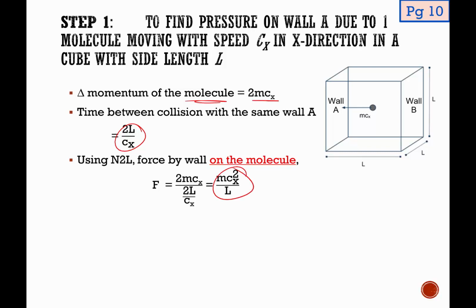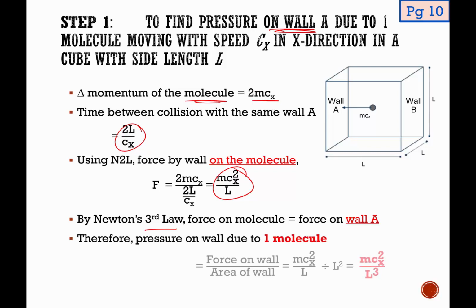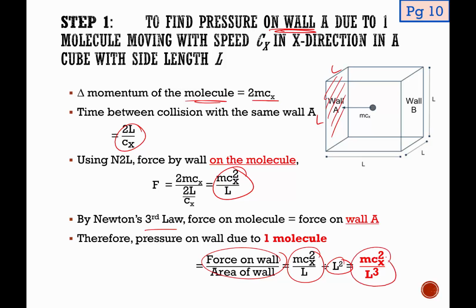But since we are trying to find the pressure on the wall, we need to find the force on the wall, which we can find using Newton's third law. The force on the molecule will be exactly equal to the force on wall A. So to find pressure, we use pressure equals force on the wall divided by area of the wall, which is mcx squared over L divided by L squared, the area of the wall. So this gives us mcx squared over L cubed.